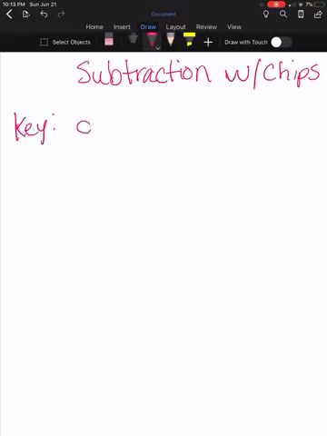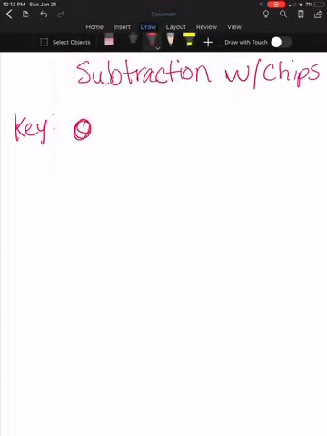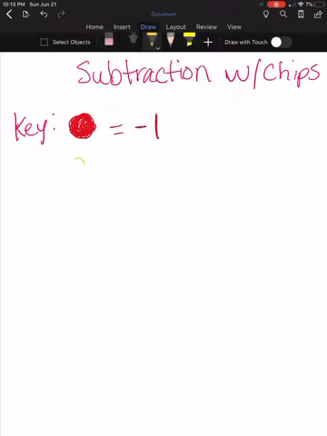So the key actually is gonna be red, not pink. So I'm gonna do red. So I'm gonna say subtraction is gonna be what? Our red is gonna be -1. So our red chip is -1. Our yellow chip is gonna be +1.